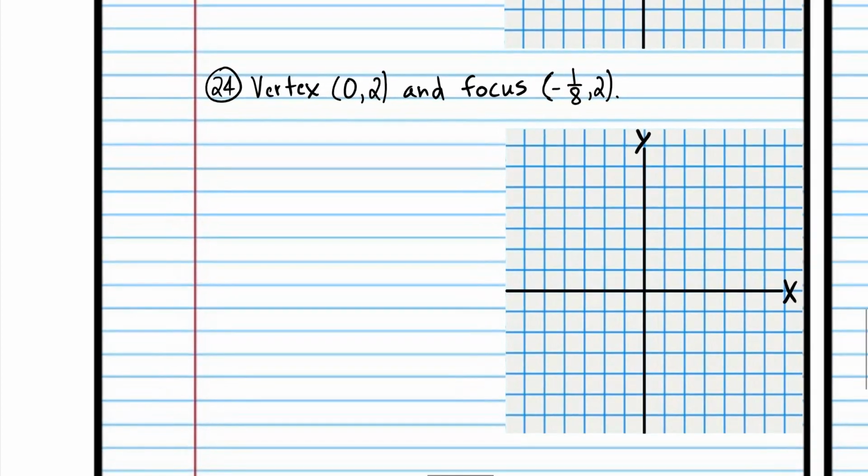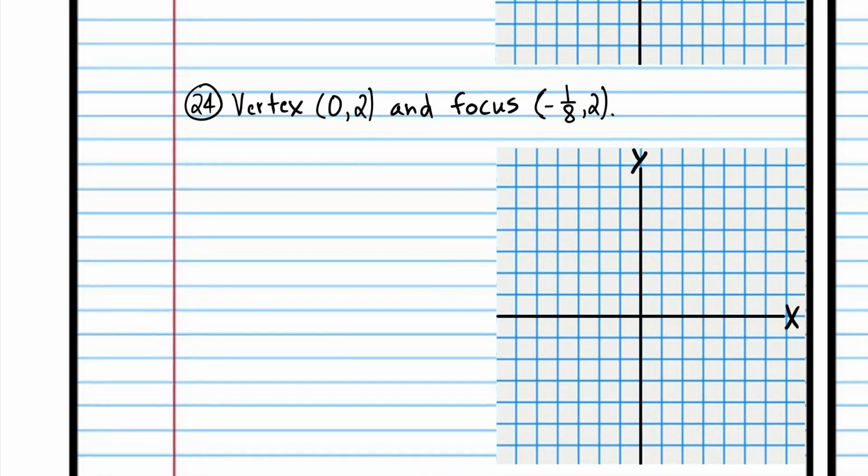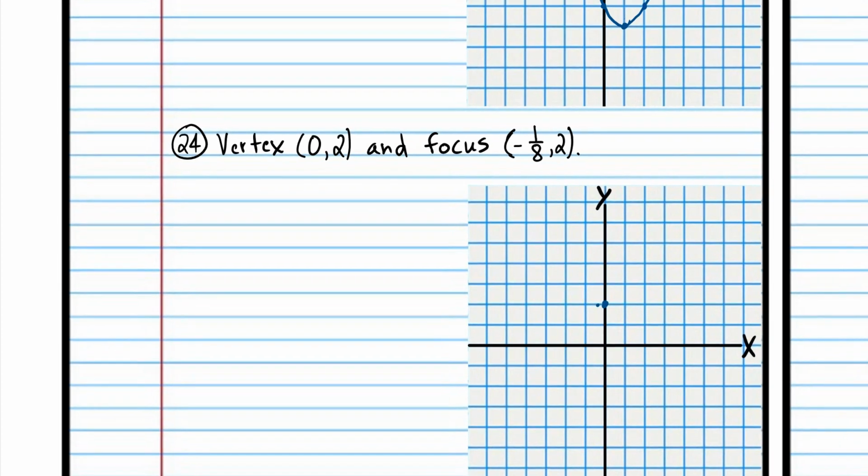Okay, so the vertex is 0, 2. The focus is negative 1/8, 2. So that's very, very close. So you can see the parabola is going to be opening this way because the focus is always inside the parabola. So let's use our special formula to find A. The distance from the vertex to the focus is obviously 1/8. And if we solve that equation, we can see that A is obviously going to be 2.